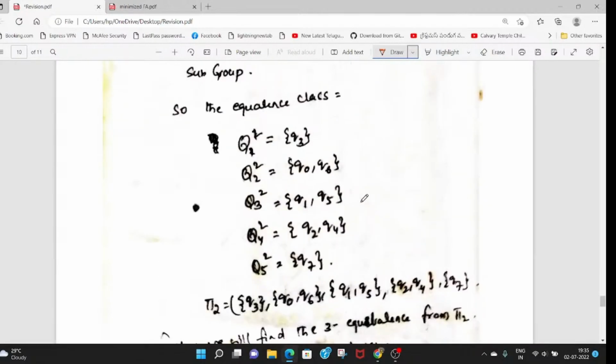See here, because of that reason, Q0 and Q6 are included, Q1, Q5 are grouped together, Q2, Q4 are included, and Q7 and Q3 from the previous state are going to be included. So now it is at level 2. You can continue until you find the next level is similar to the previous level, meaning the current level is similar to the previous level. As of now, you have to continue the same procedure.